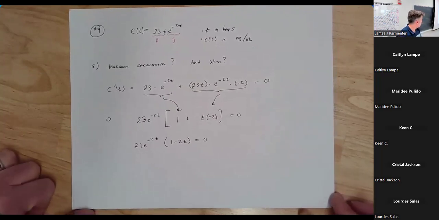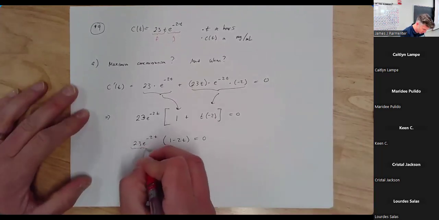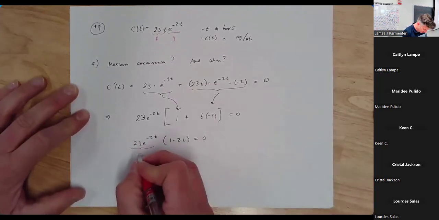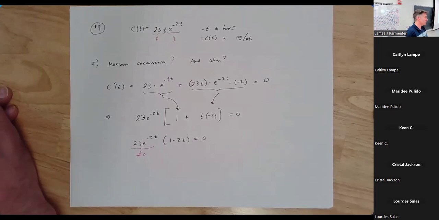And when you're trying to set this equal to 0, you set each factor equal to 0, but I'll remind you all that this 23e to the negative 2t is never going to equal 0, because e to the something is always positive. Think about the graph of e to the x. It's always positive.